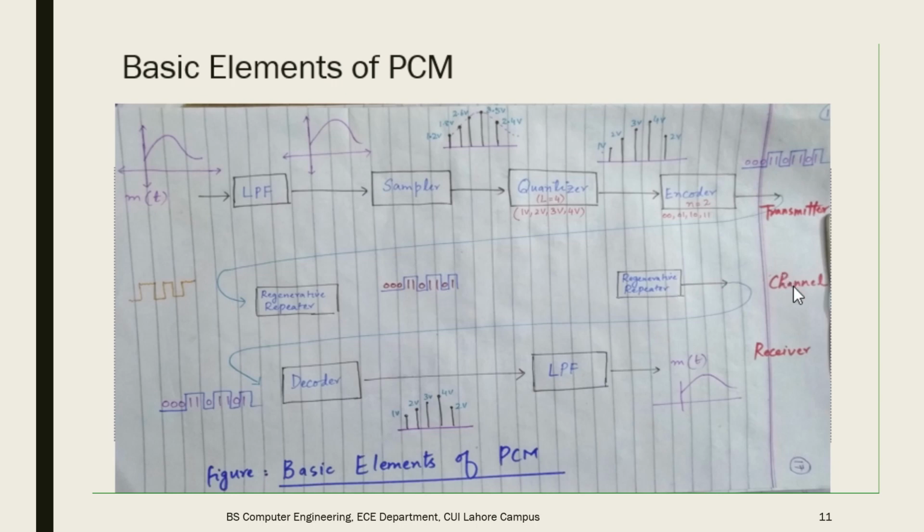Now after finishing its journey through the channel, the signal is received at the receiver, and it passes through the decoder. The decoder will convert it into a quantized signal, or sample signal. So this signal will pass through a low pass filter, and at the output we receive the analog signal which was basically transmitted from the transmitter. These are the basic elements of PCM. So the most important blocks here are the sampler, quantizer and encoder.